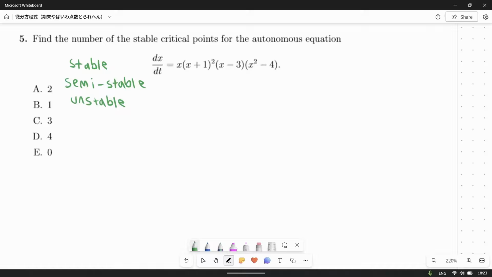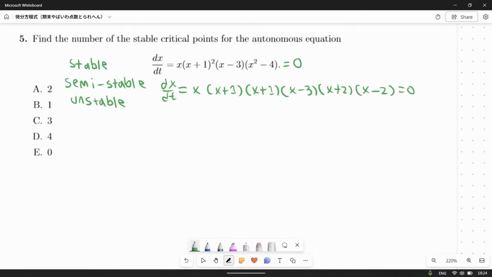With that out of the way, I'm going to revisit those points later. The first thing we want to do is find the critical points, obviously. In order to do that, set the autonomous equation equal to 0 and then solve for x. To make it easier to see what the critical points are, I'm going to split up the given equation in a way that makes it more obvious. So dx/dt would be equal to x times (x plus 1) times (x plus 1) times (x minus 3) times (x plus 2) times (x minus 2), which is equal to 0.